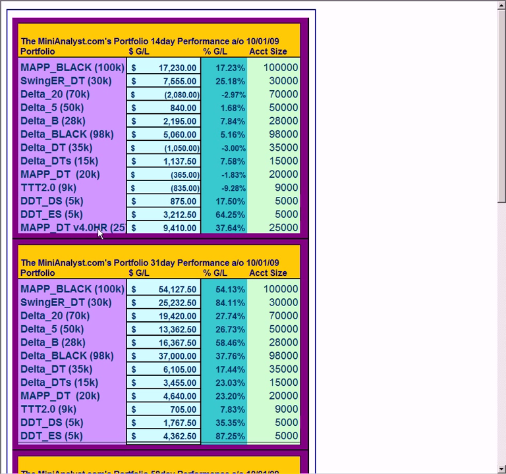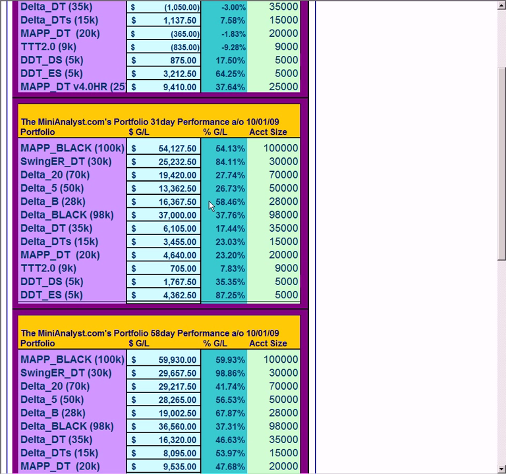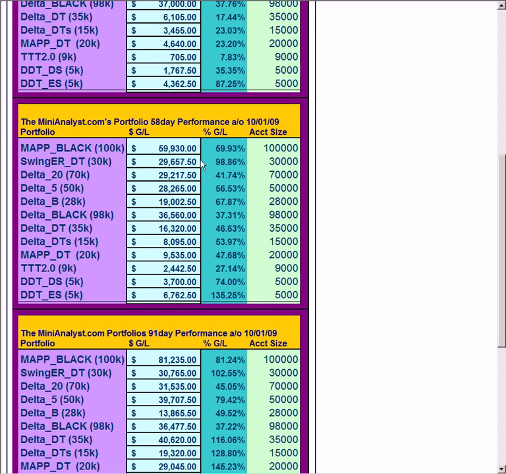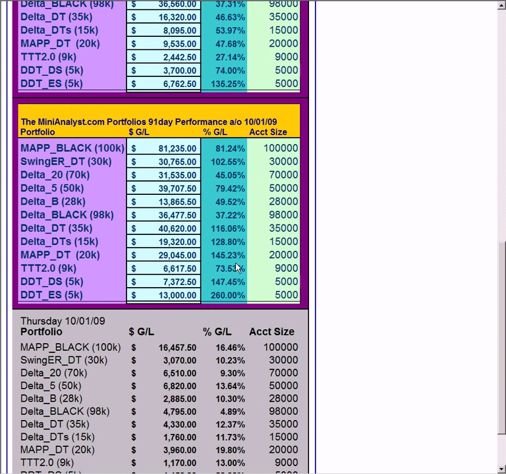And of course, the MapDT version 4.0 is highly concentrated, I should say, with the dual day trader ES portfolio. It's up an astounding 64.25% over the last 14 days. Over the last 31 days, 87%. It's still the leader, dual day trader ES. We weren't tracking this on a daily basis then. Over the last 58 days, 135% for the dual day trader ES. You can, of course, participate in as many of these as you would prefer.